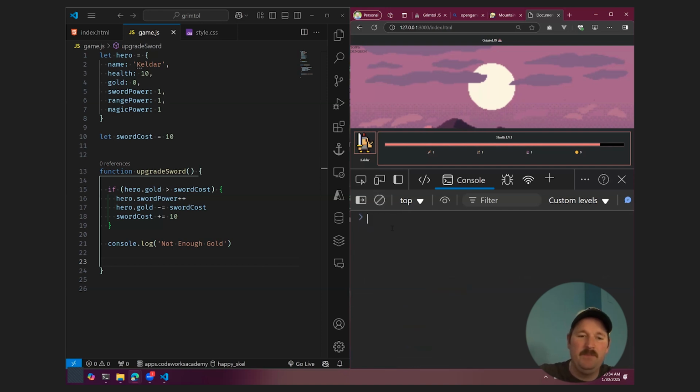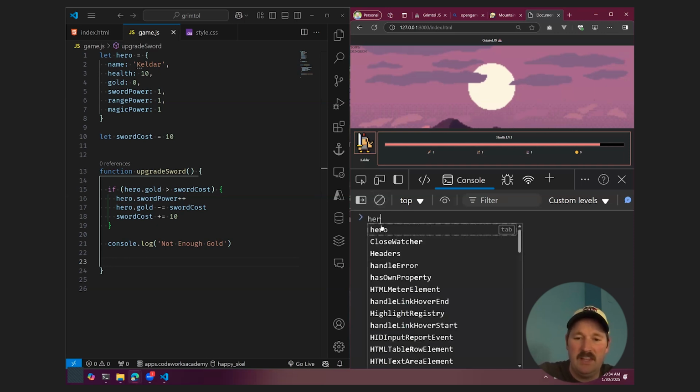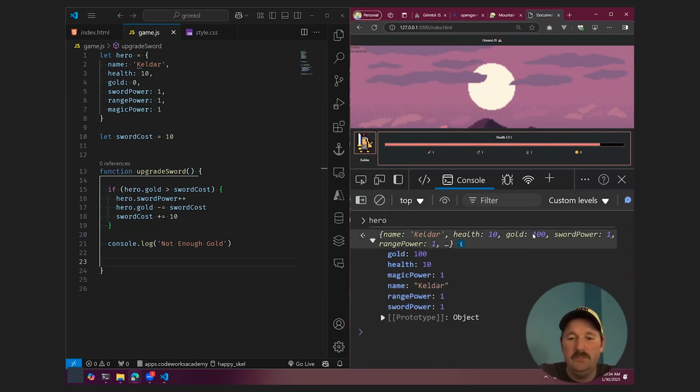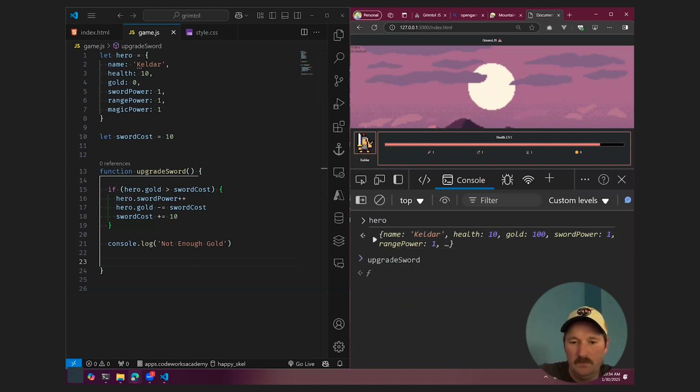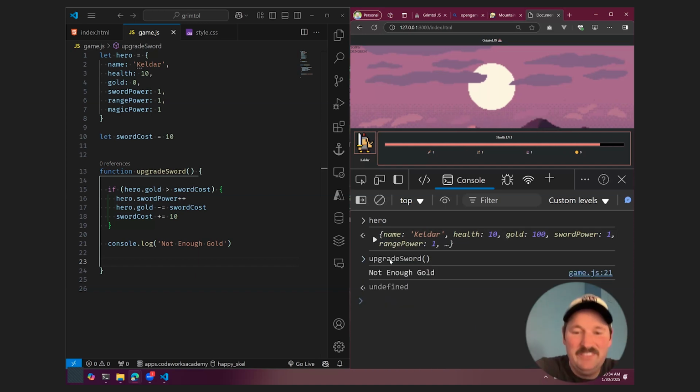Let's make my hero's gold go up to 100. So I now have 100 gold inside my hero. So we're going to say hero. And check it out, I got 100 gold. So I should be able to buy the sword. So let's upgrade the sword. Not enough gold. I have plenty of gold.